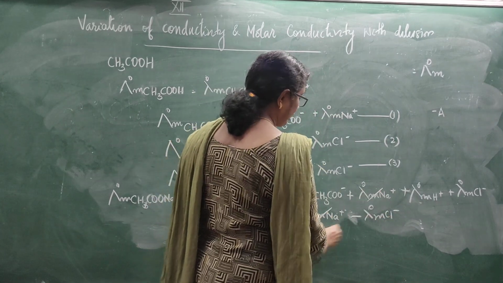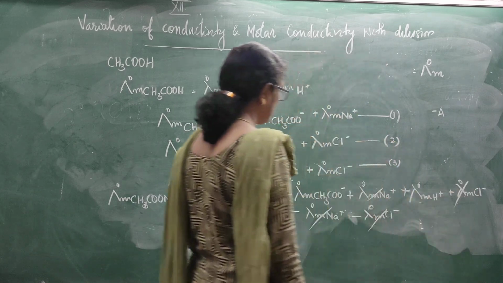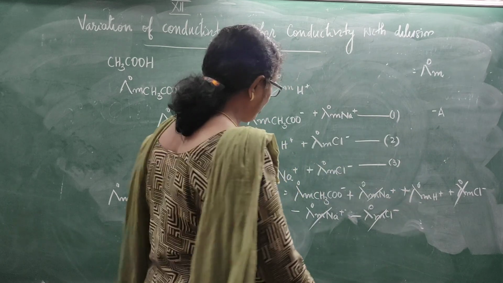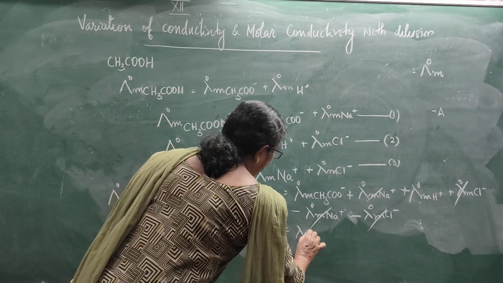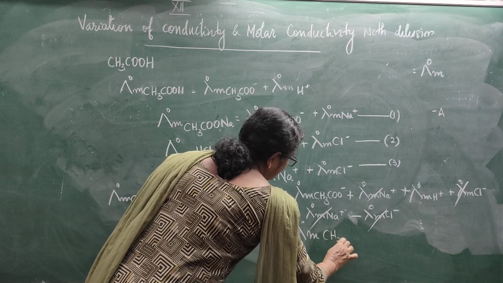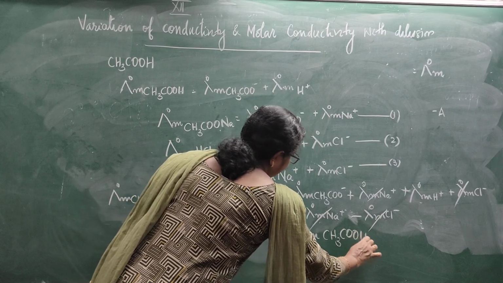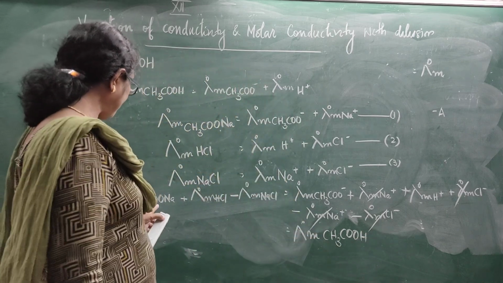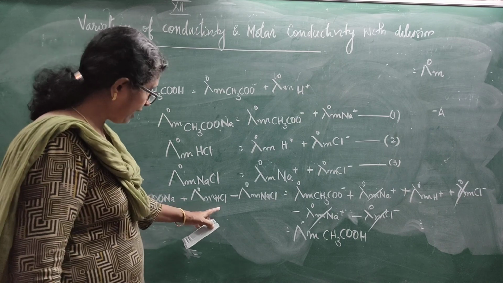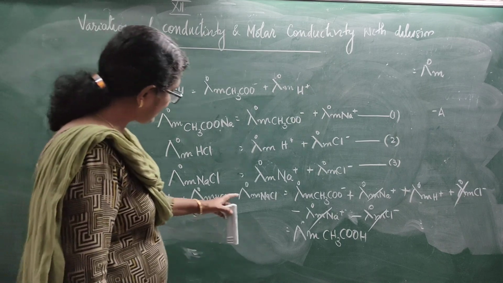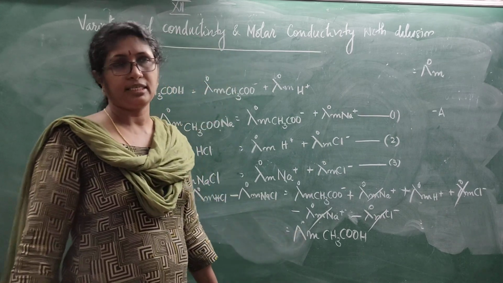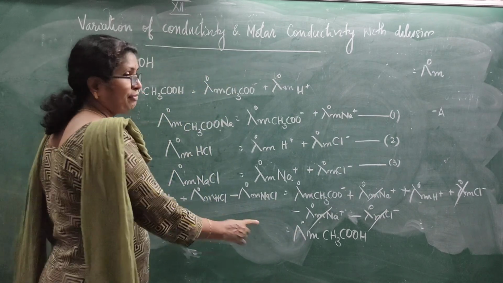So this will cancel. That is equal to lambda ion not of CH3COO minus plus lambda ion not of H plus, that is equal to lambda ion not of CH3COOH. So if you add lambda ion not of sodium ethanoate and lambda ion not of HCl and subtract the lambda ion not of NaCl, you will get lambda ion not of ethanoic acid. These three you can find out graphically.